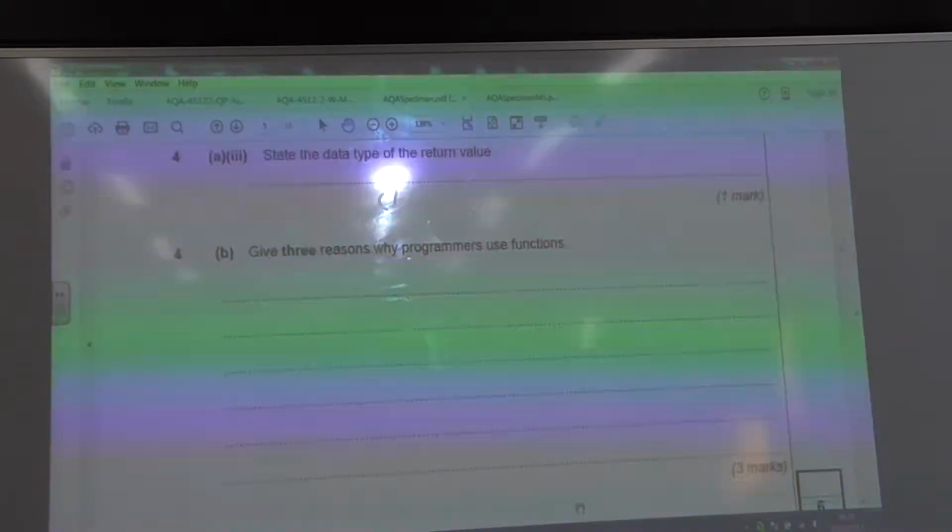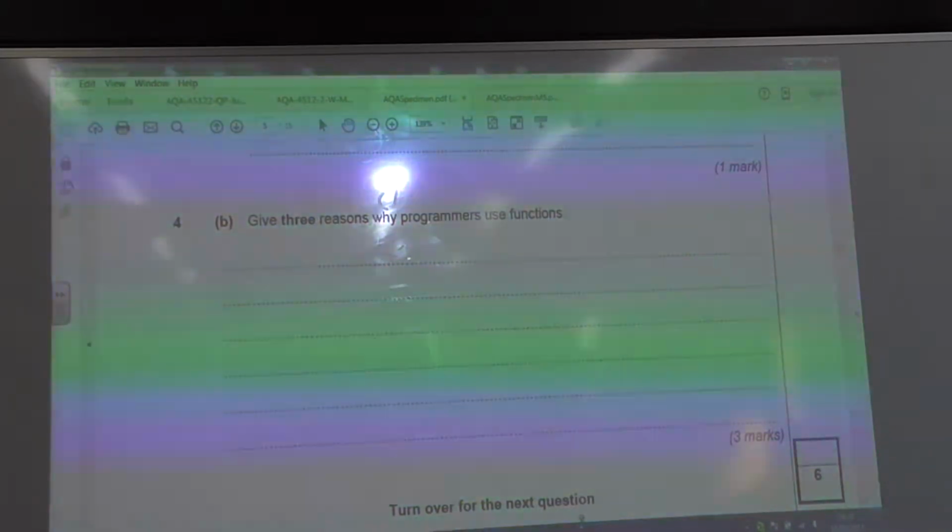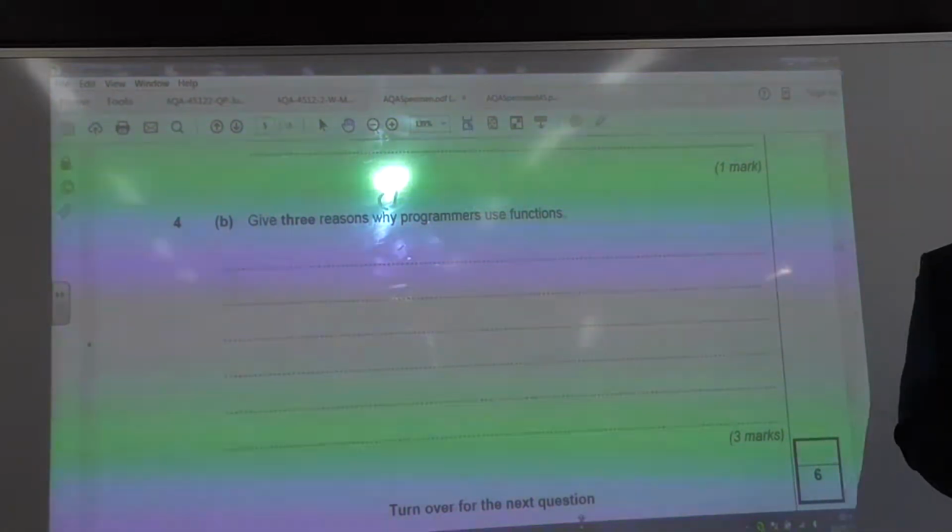Three reasons why programmers use functions. I think this is important. Why do we use functions in programming? Because we've had to teach you something extra. You know, it's that extra bit more complicated. But why do we use it? There's got to be a reason.